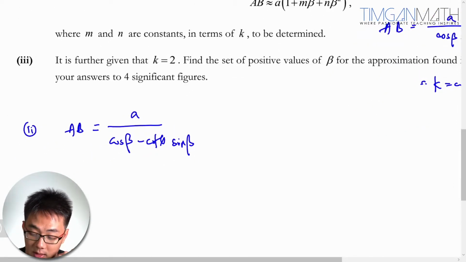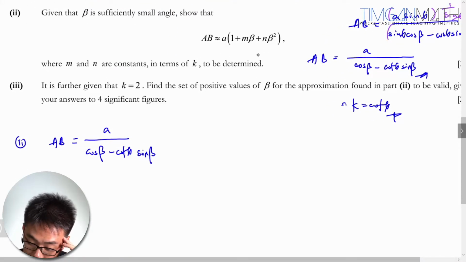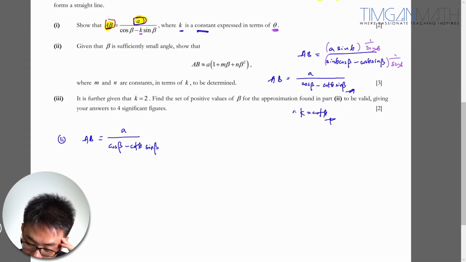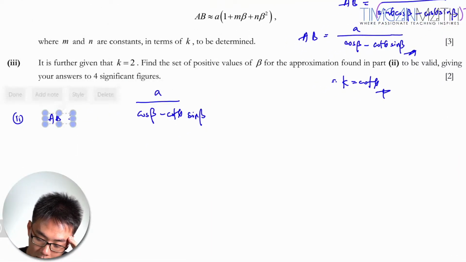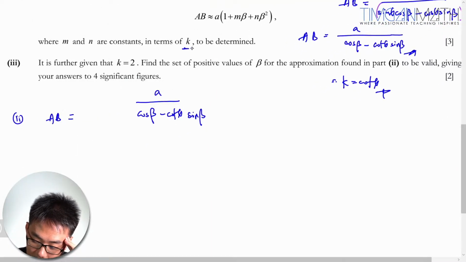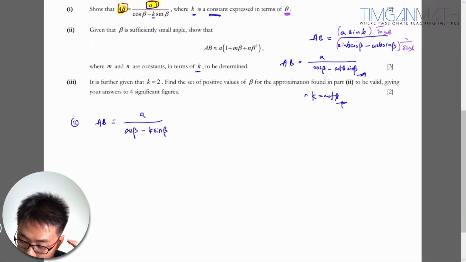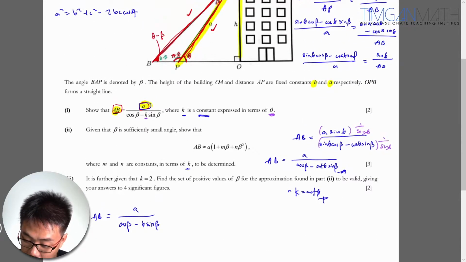This part here is interesting. So what we need is actually in terms of beta, cot theta. What's the cot theta? In terms of K. Oh, okay. So this is K. Okay, great. So we just leave it in K. So in terms of K, we don't need to change it, so this is A over cosine beta minus K sine beta. So we just leave it in terms of K.